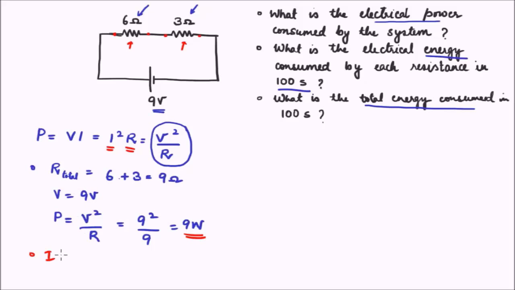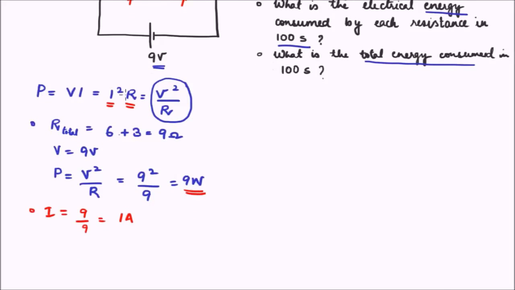Therefore, we can use Ohm's law, I is equal to V by R. My V is 9 volt and total R is 9 ohm. That gives me a current of 1 ampere flowing through the first resistor and the second resistor. Using that knowledge and the formula for power as I square R, let me find the power through the 6 ohm resistor. That will be I square R, where I square is 1 square and R is 6. That gives me 6 watt.